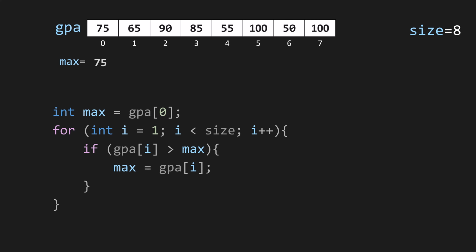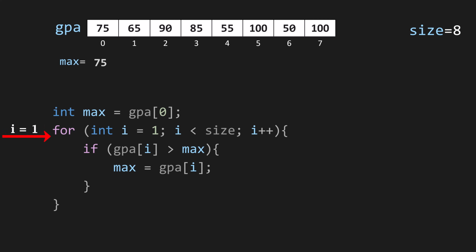Let's walk through the iterations. Here's how the for loop looks in code. So we start our loop with i = 1 and go up to i = 7, which means we will iterate over the elements from the second to the last one. Exactly. Let's see what happens in each iteration.